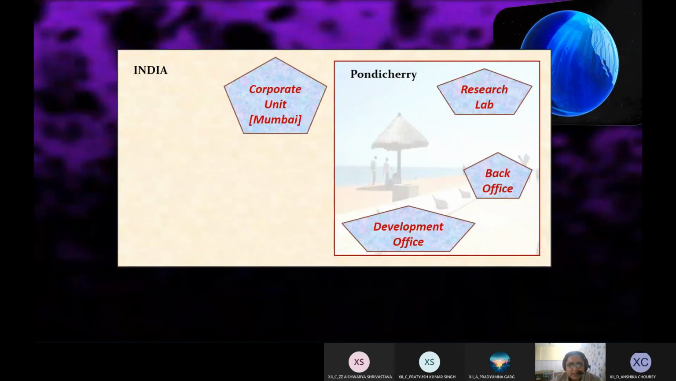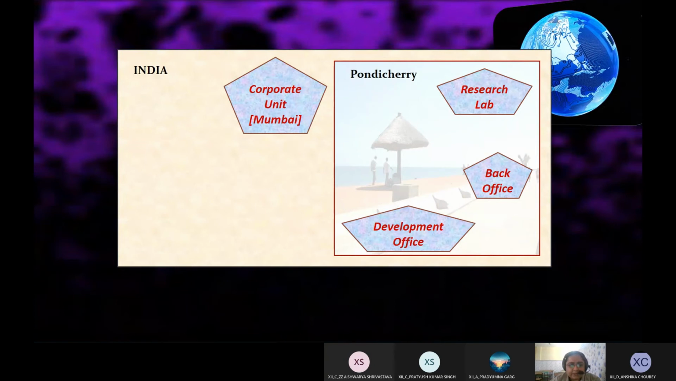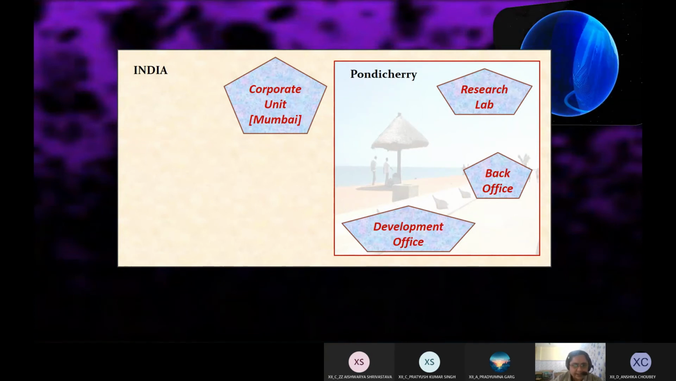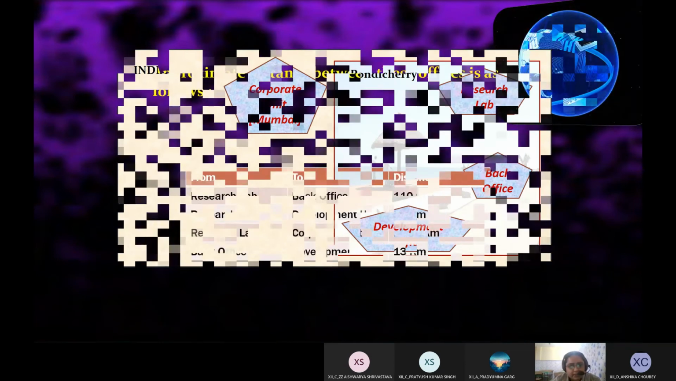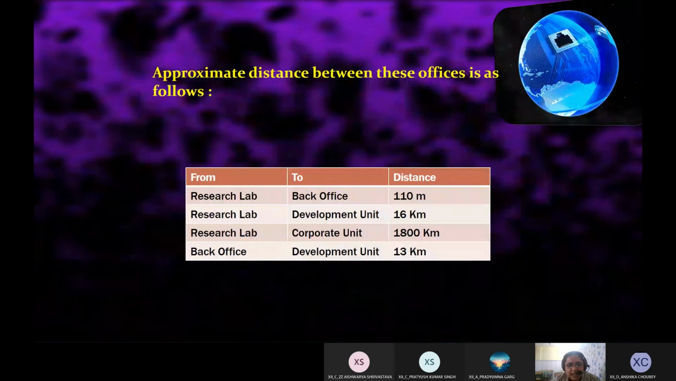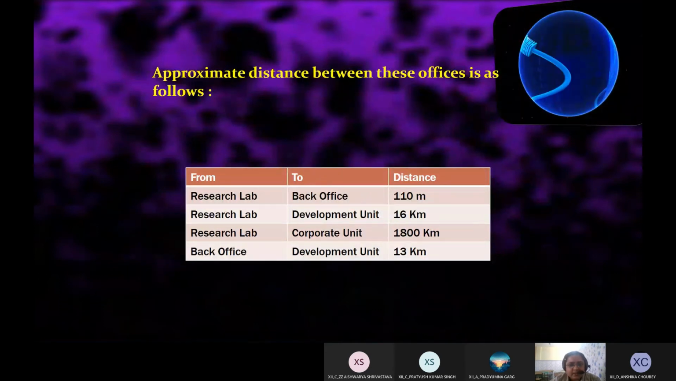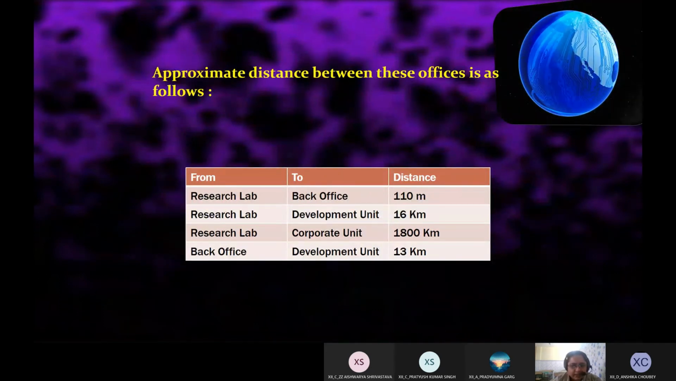Right. So what we have to do is design. We will be asked a few questions and we have to provide the best possible answer there. So the first, now what is given? Approximate distance between these offices is as follows.